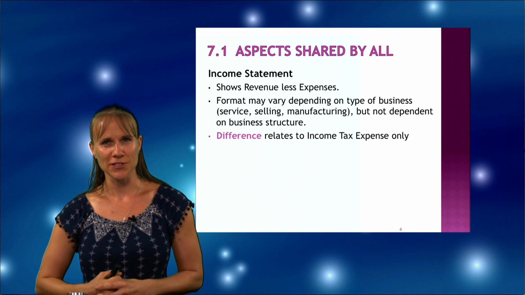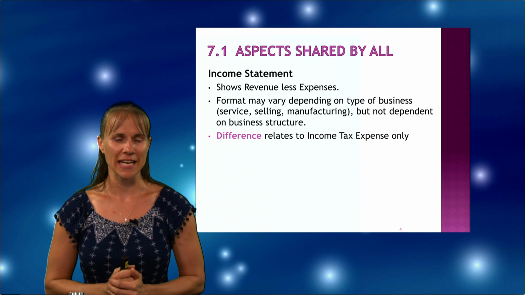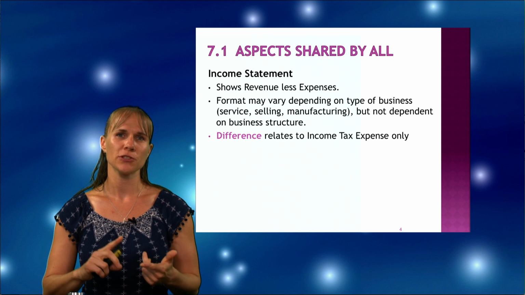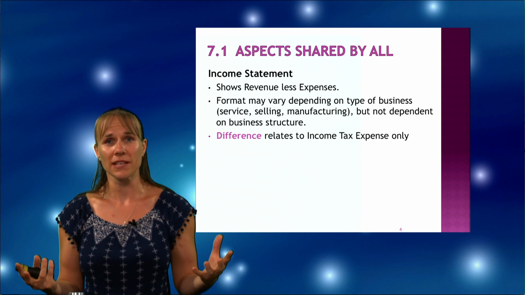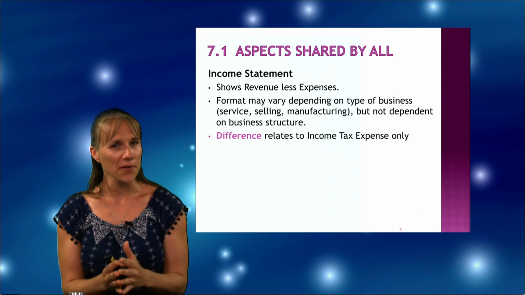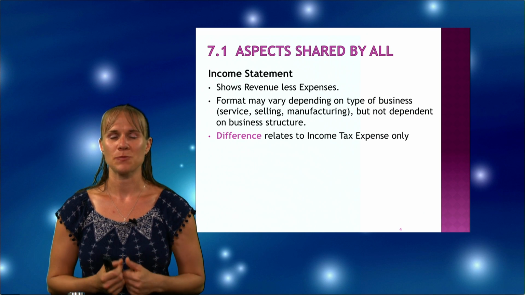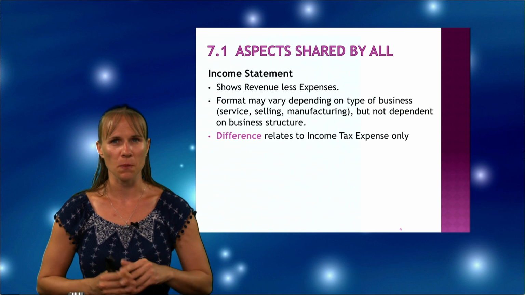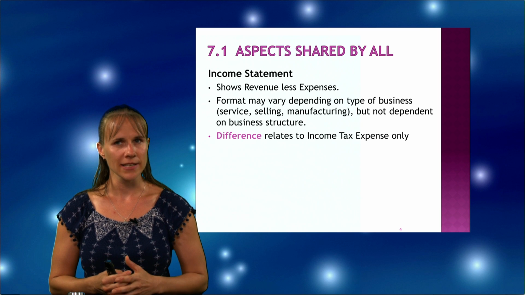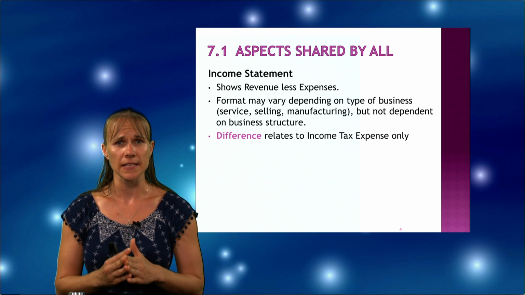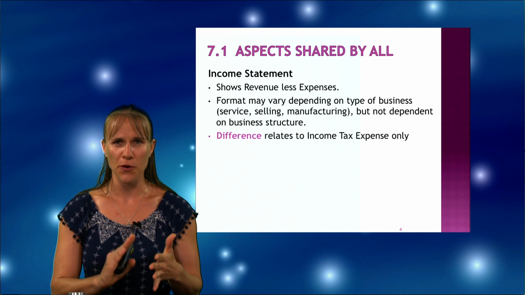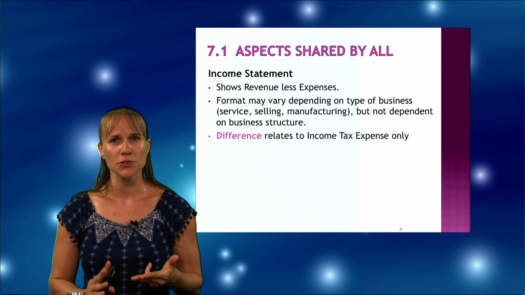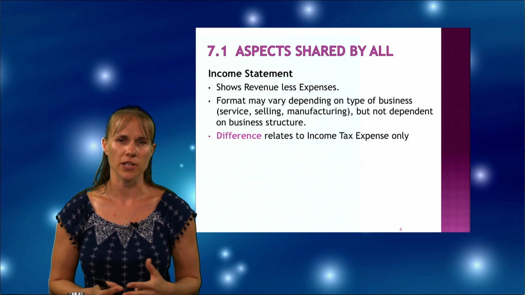So firstly, aspects that are shared by all. So starting off with our income statement. The income statement for all 3 types of business structures are going to show revenues less expenses because they show a profit figure. And as we know, profit is derived from revenue and expenses. So it doesn't matter what type of structure we're working with here, we're going to see those 2 items on that statement. The format, though, may vary across the type of business in terms of if it's a service firm, a selling firm, or a manufacturing firm. But the format is not dependent upon the business structure itself.